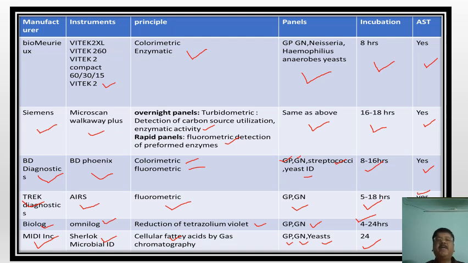So this is the spectrum of the commercially available instruments. We have to pick depending upon our requirement. We have to study before putting the specifications for procurement of the machine.